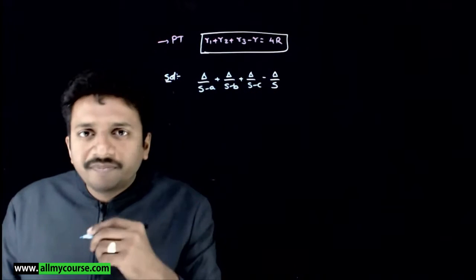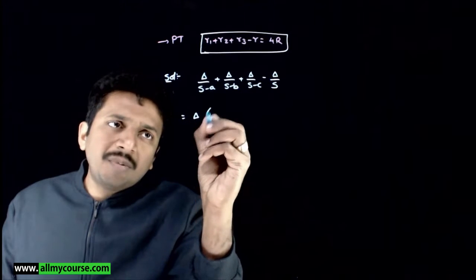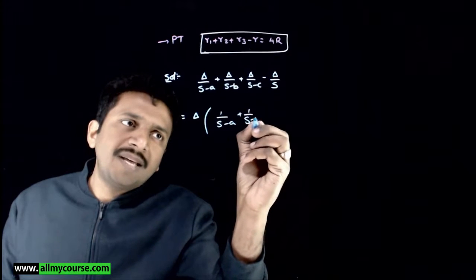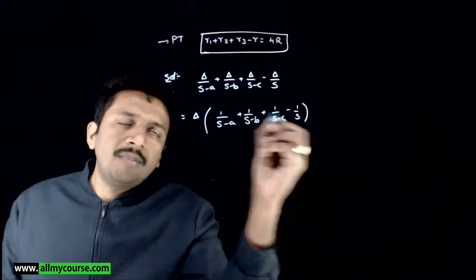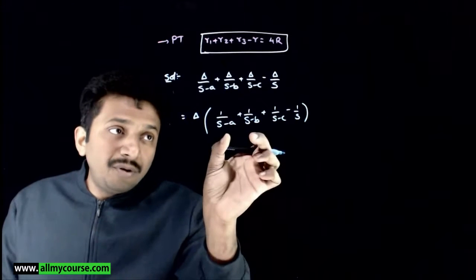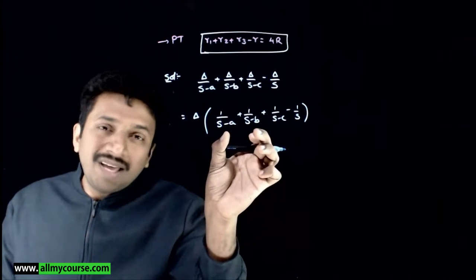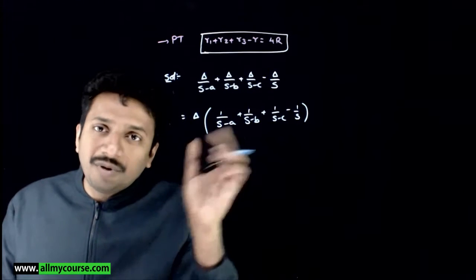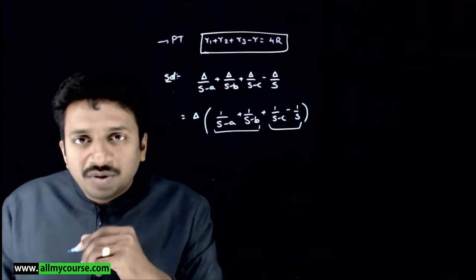delta by S. That is equal to, so now if you take delta as common, you have 1 by S minus A plus 1 by S minus B plus 1 by S minus C minus 1 by S. Now, if you try to simplify all the 4 terms at once, it will be a hectic task because you have 4 terms. You need to take the LCM of all the 4 terms. So first I'll club two terms. So let us club these 2 terms.